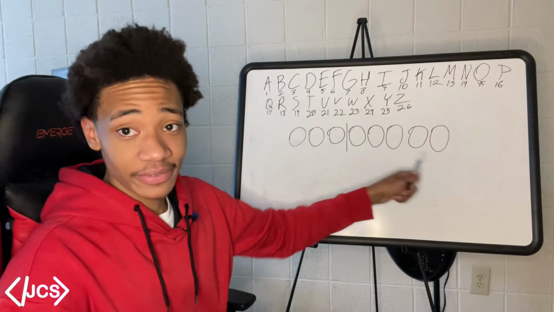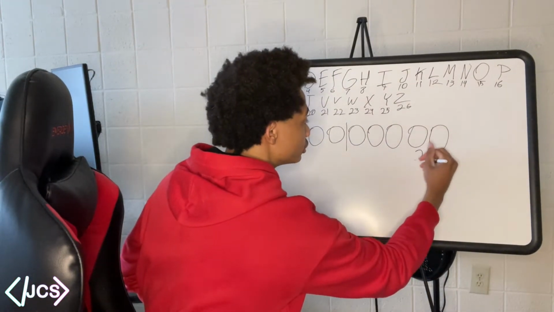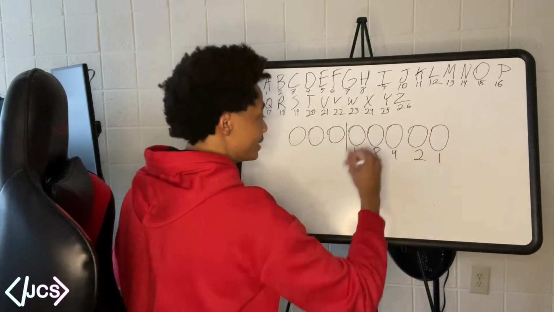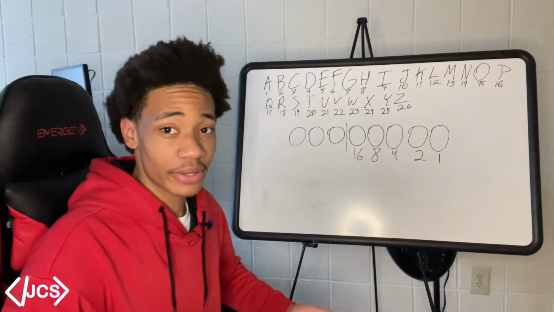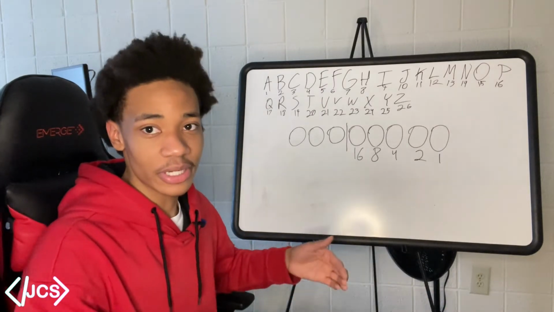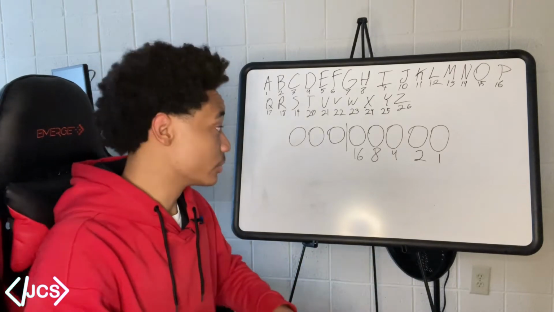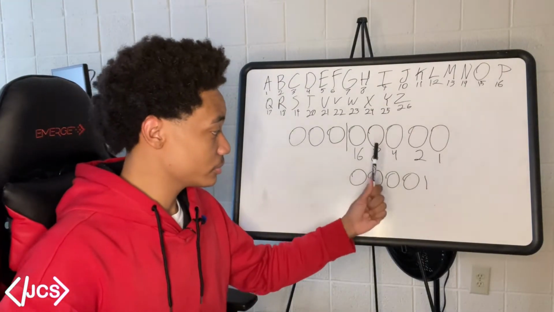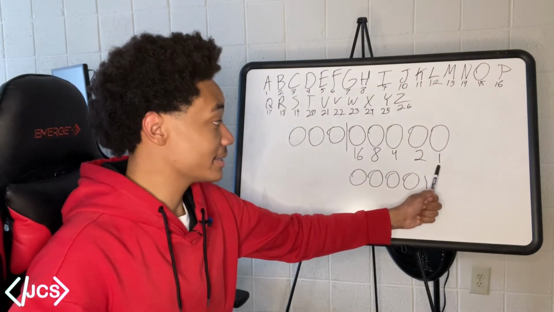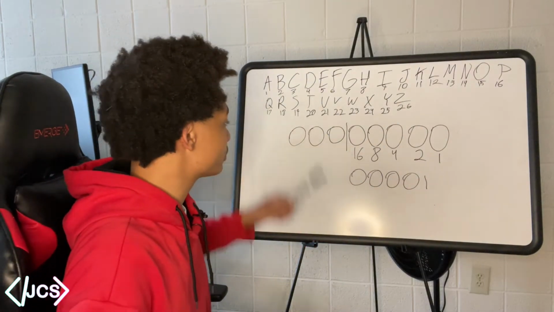Now, these 5 have placements. This is 1, 2, 4, 8, 16. Now, wherever there's a 1, there's a number, and if there's multiple 1s, then you add all those numbers up. Let me show you an example. So A is going to be 0, 0, 0, 0, 1. This 1 is in the same place as the 1 placeholder, and 1 is A, so that's A.